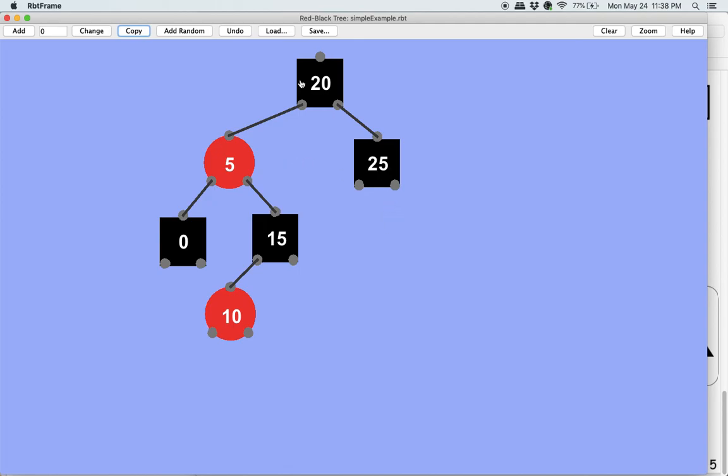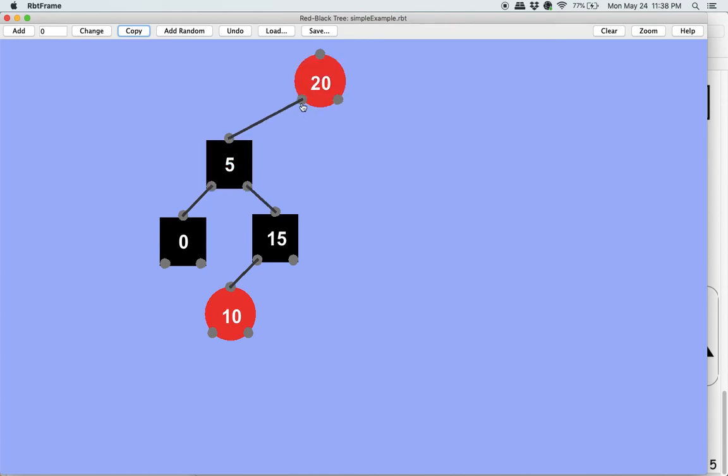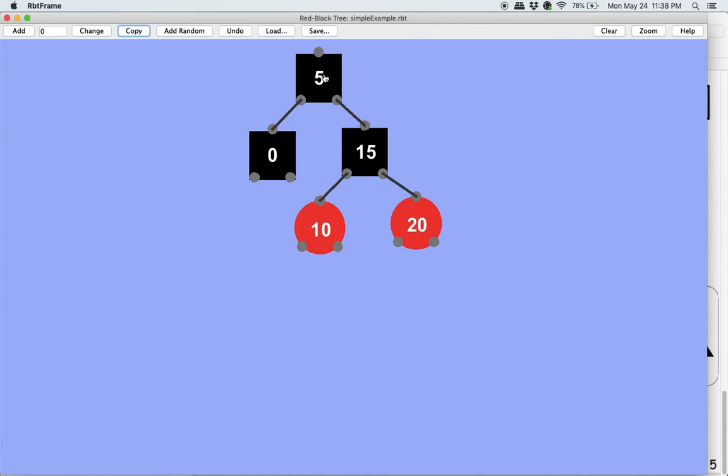I'll start deleting the 25. Okay, so we'll delete the 25 now. He was black. Shortness comes up here. Black parent, but red sibling. That means we do a color swap and double drop. There's the color swap, and we drop this guy down by 2, and this is now my new red-black tree.